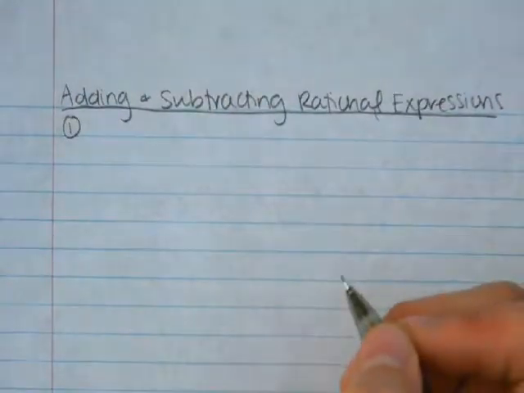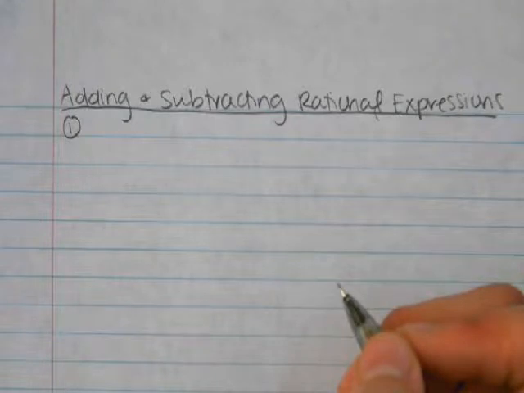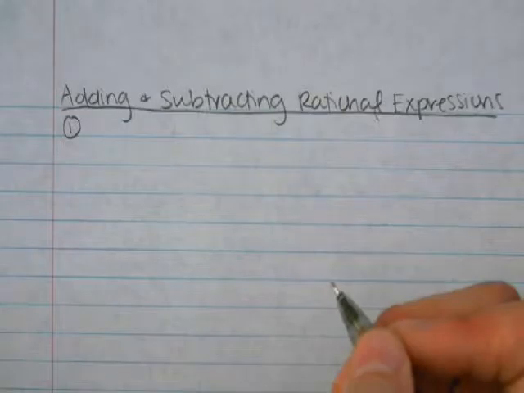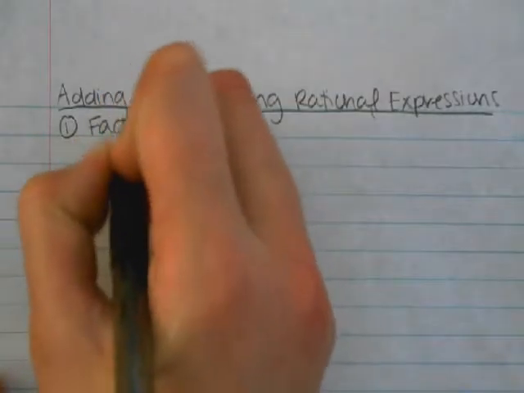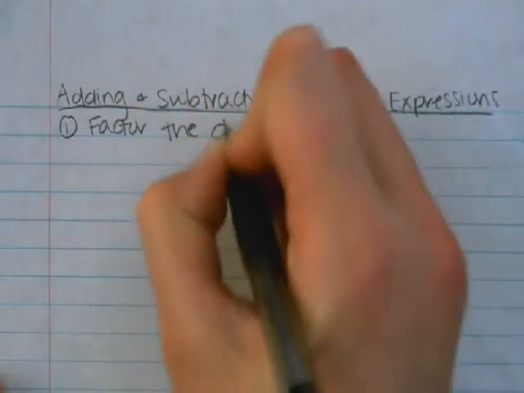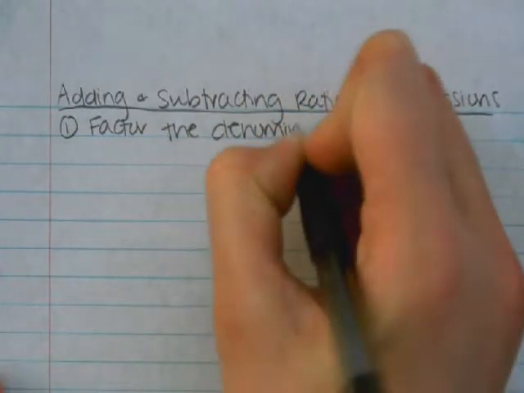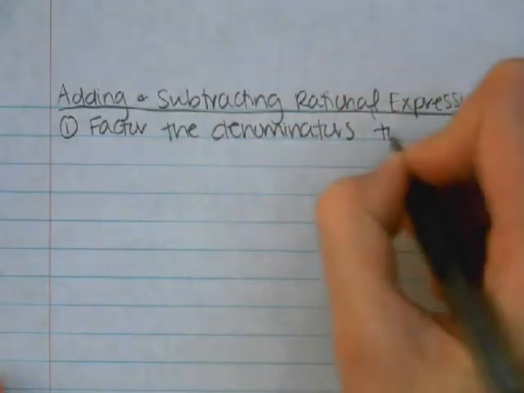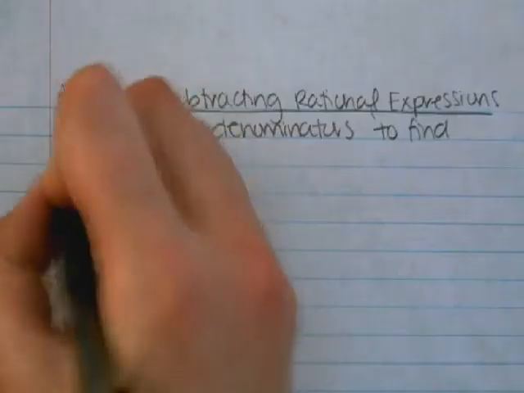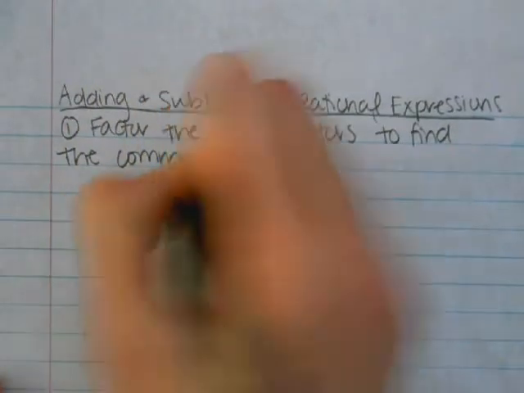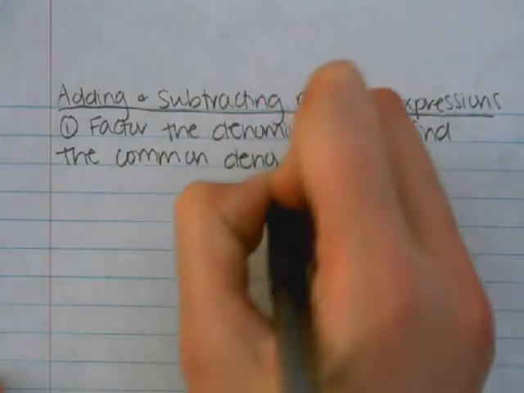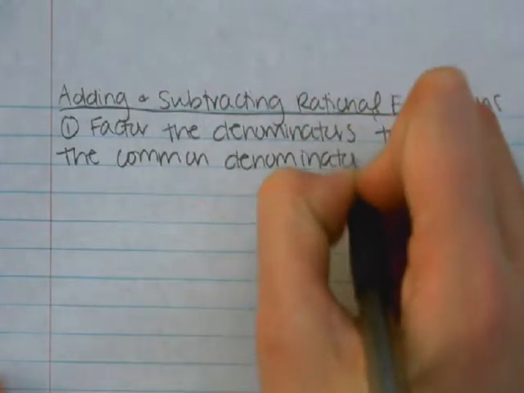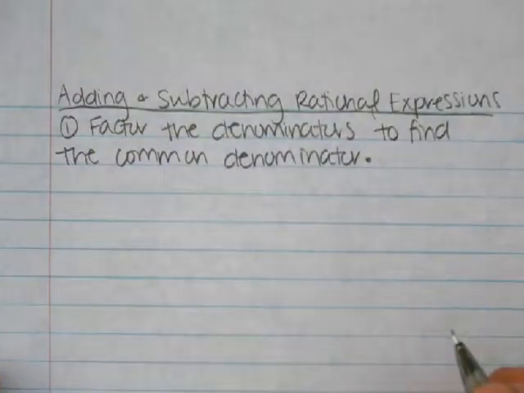All right, so if we were adding and subtracting fractions, what is the very first step we always did? Common denominator. Yeah, so factor the denominators to find the common denominator.